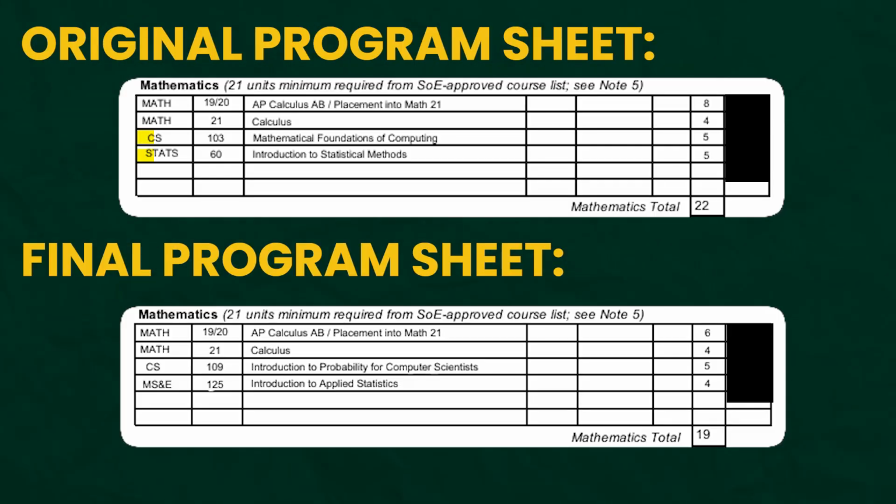So I took Math 21. Originally, I was going to take CS 103 and Stat 60 to fulfill the other units. I ended up taking CS 109, which was Introduction to Probability for Computer Science, and MS&E 125, which was a statistics class. I'm glad that I took those classes. The statistics class was not that hard. It was like fine.